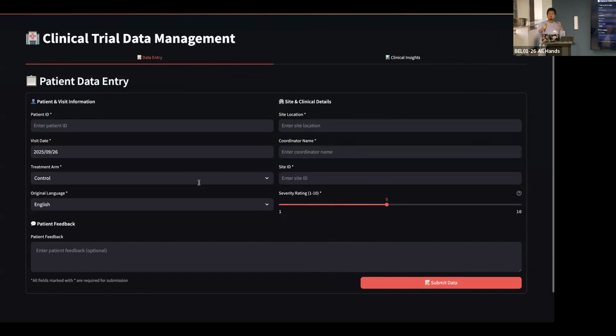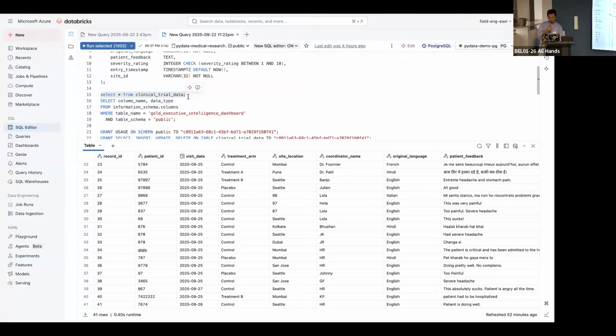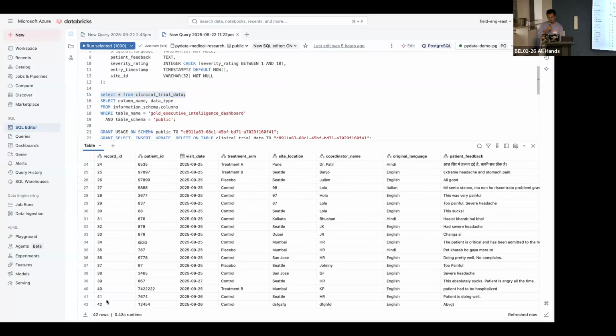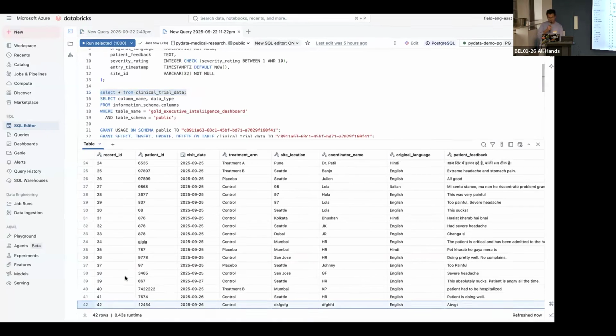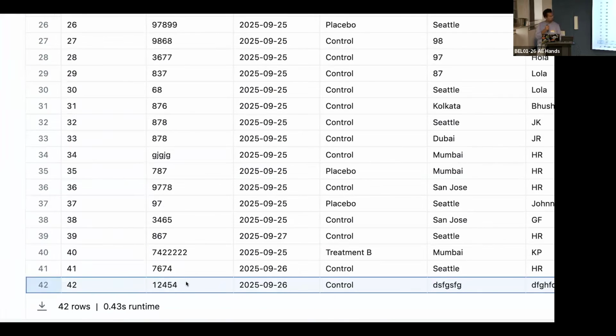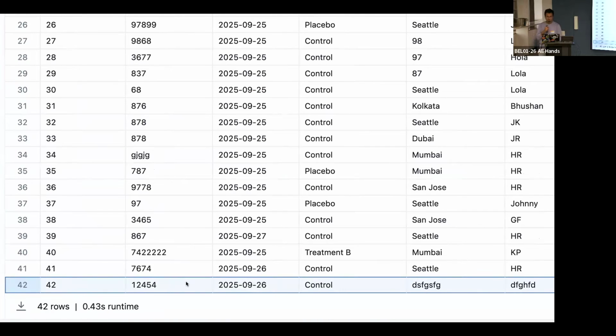You will be able to do that when you have that seamless integration of things where the insights are generated as soon as the data gets generated. So you saw we inserted that record, we submitted the data. How do we know that the data actually went in? You look at the last record. I will zoom in. The last record we entered was this random value.